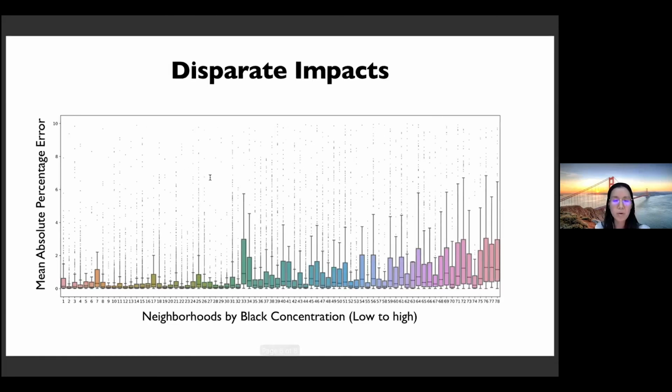And perhaps more importantly, we find that Zestimate may create disparate impact across different neighborhoods. First, we find that Zestimate has different accuracy levels across different neighborhoods. In this box plot, you can see that the mean absolute percentage error of Zestimate is higher in more Black concentrated neighborhoods. There might be many causes of this accuracy gap, but we're curious how this accuracy gap affected the final outcomes. What are the implications of this accuracy gap?